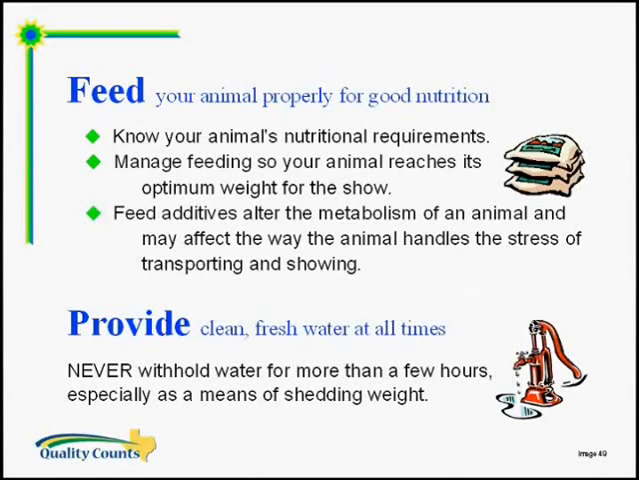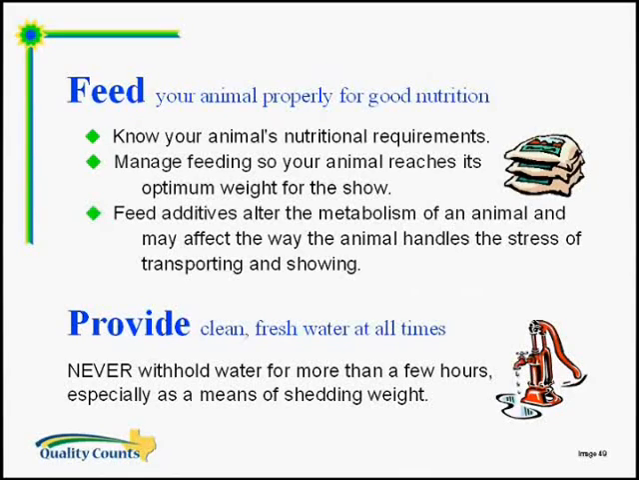Okay. You want to provide clean, fresh water at all times. You never withhold water for more than a few hours, especially as a means of shedding weight. And this is important as we start getting into show season. Many times, and I've heard it in the many years that I've been involved in this, the animal will gain a lot of weight, and right before the show, they'll want to make it shed 8 or 10 pounds.